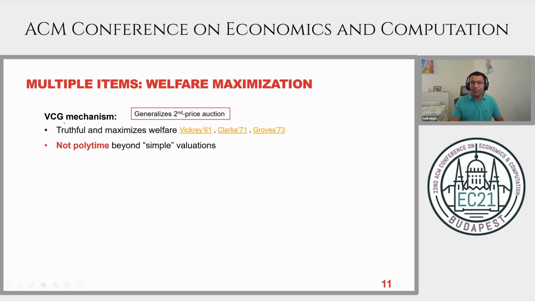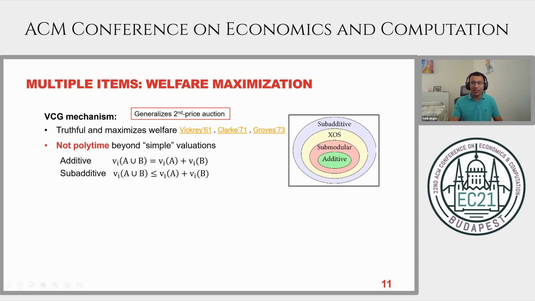However, the problem with the VCG mechanism is that it's not polynomial time. Its running time is no longer polynomial beyond simple valuations. Notice these valuation functions were set functions. If you go beyond some simple valuations, then it's no longer polynomial time. So what do I mean by simple valuations? Here's one hierarchy to keep in mind. Additive functions are the simplest ones. Their valuation of A union B is nothing but the valuation for set A plus the valuation for set B. And more general valuations you might have heard of are submodular, XOS, or even subadditive.